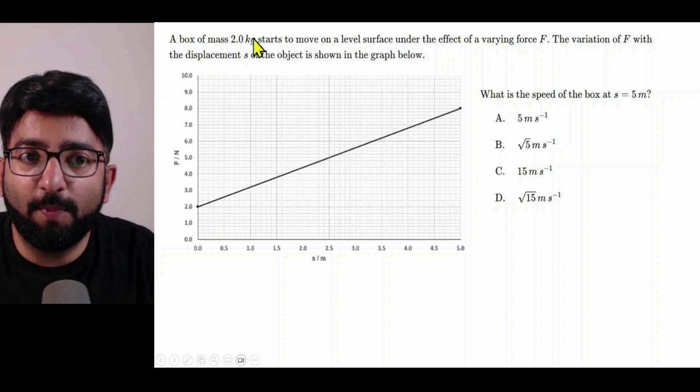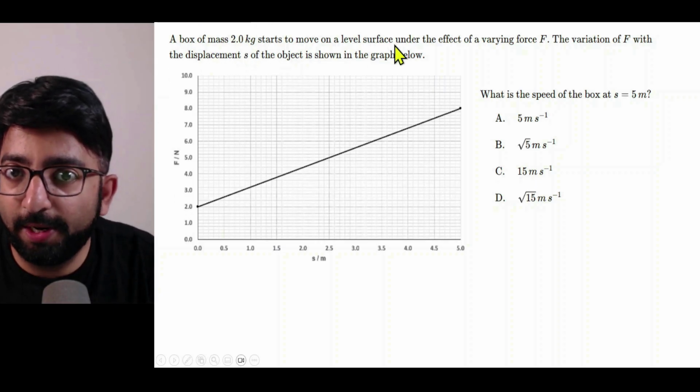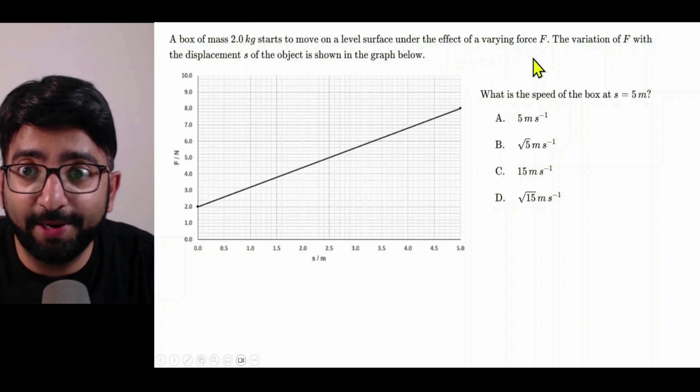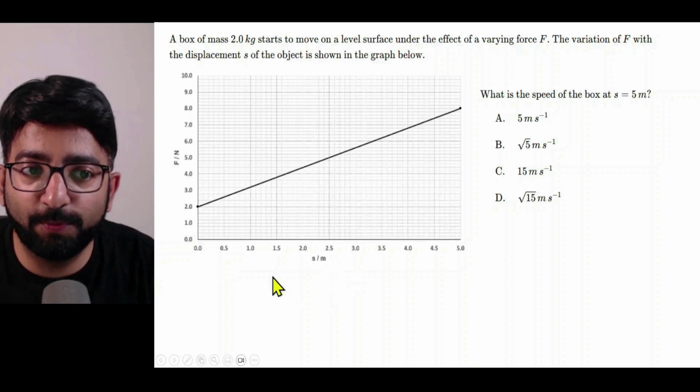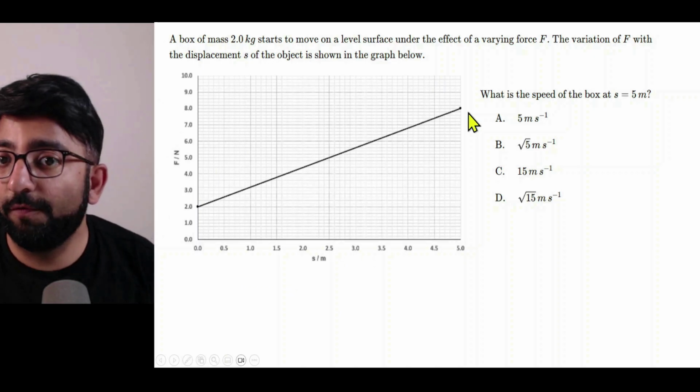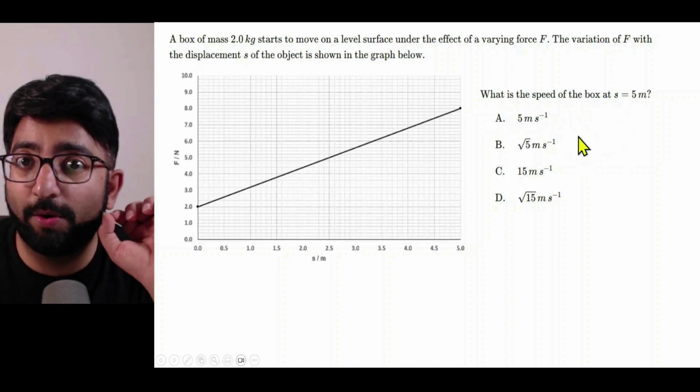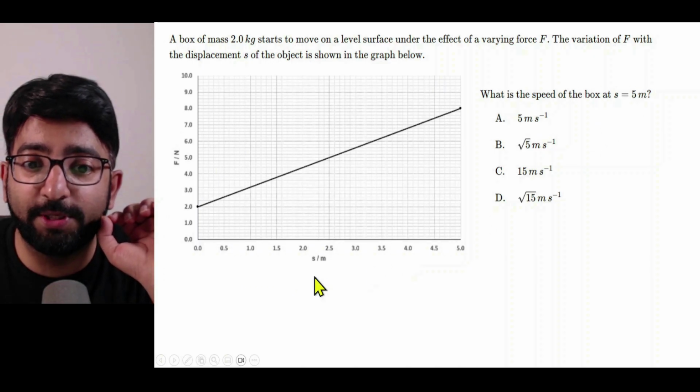So here we have a box of mass 2 kilograms that starts to move on a level surface under the effect of a varying force F. The graph of the variation is given. X-axis is displacement, y-axis is force. So we need to figure out the speed of the box at a particular value of s, which is 5 meters.